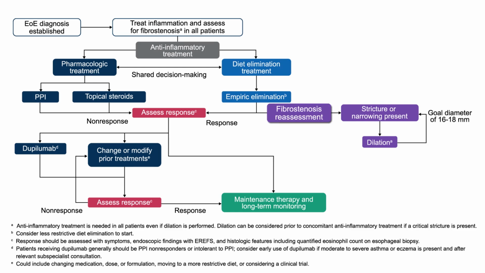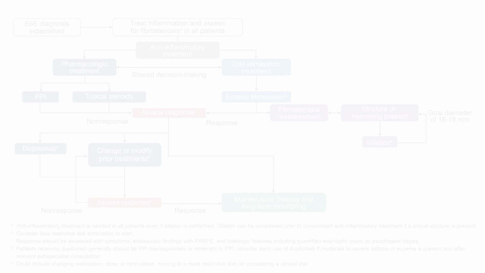And most importantly is reassessment of fibrostenosis in these patients to ensure that there is no narrowing or esophageal strictures that need to be treated as well. And in some of those patients, having an EndoFLIP performed, which is a functional luminal imaging probe that can assess the distensibility of the esophagus during their endoscopic assessment, can be helpful as well.